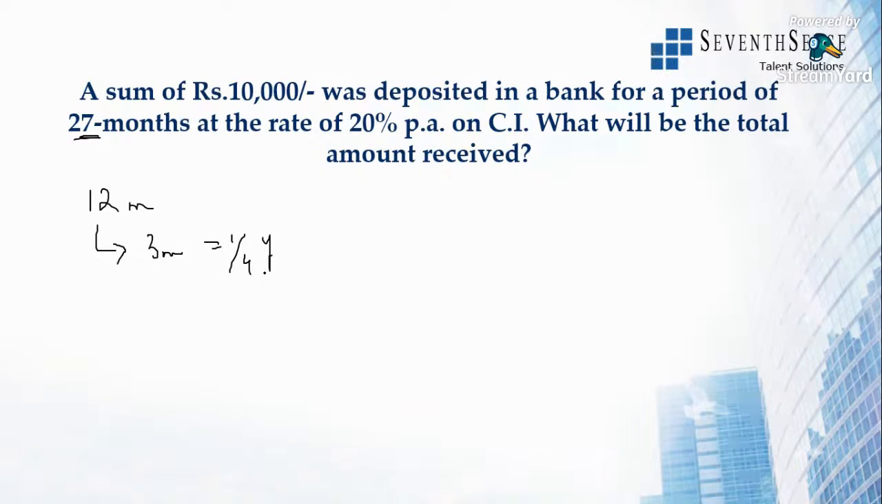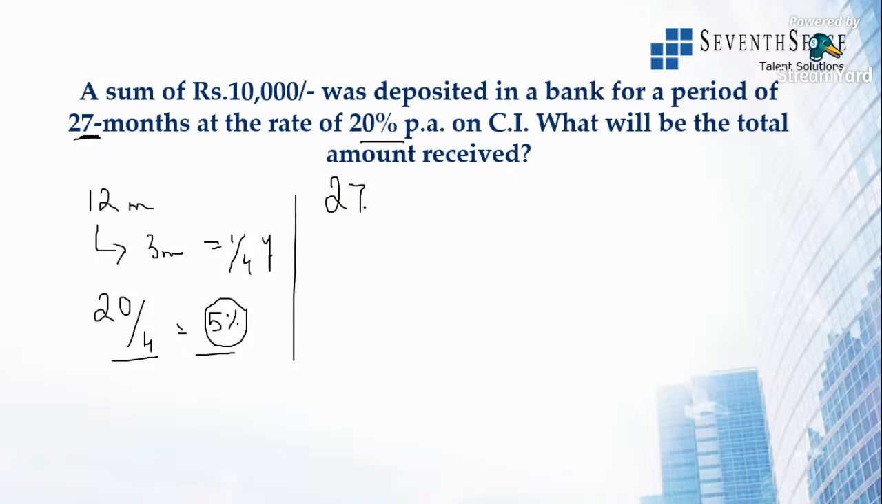All right, so now if it is a per quarter basis, then what were you doing? Rate of interest divided by 4, right? That is what we used to do and apply in the formula. If it is per quarter, then 20 divided by 4, so it is 5% every quarter. Even though it is per annum basis, in compound interest we used to convert it to a per quarter basis and find out. Now we have time here as 27 months, and they have not given anything like whether it is per quarter basis or per half year basis.